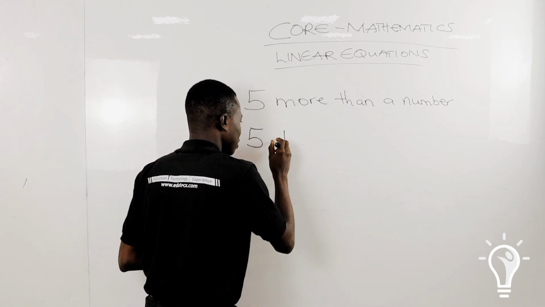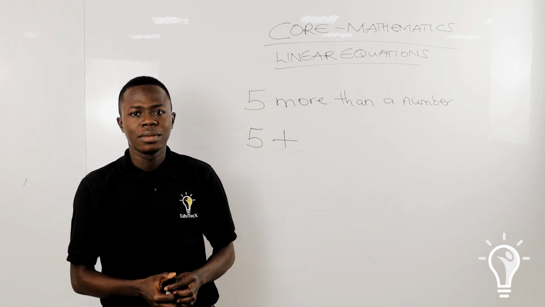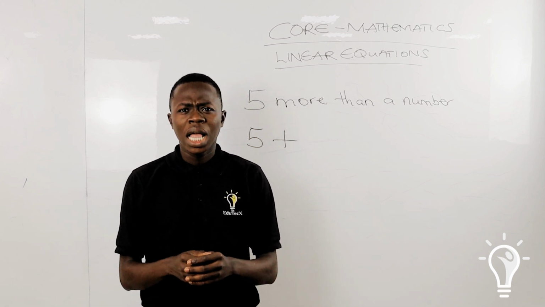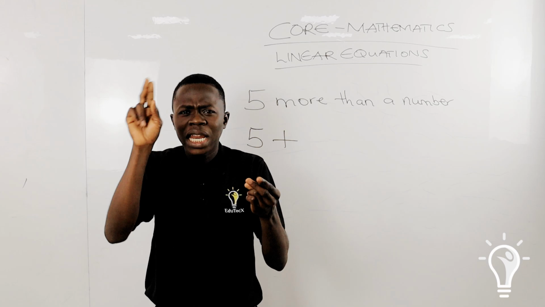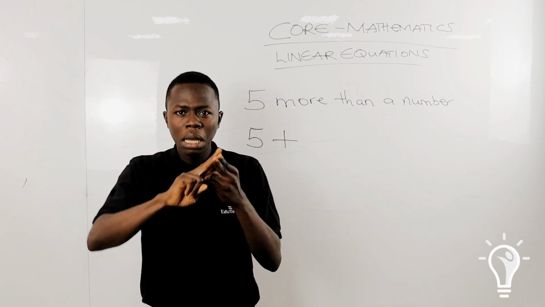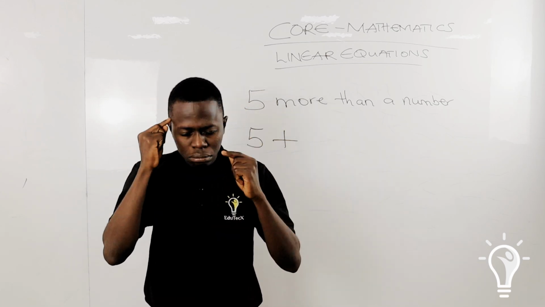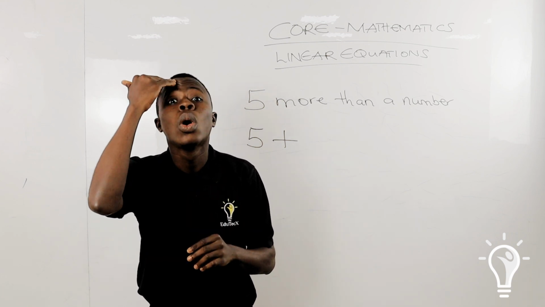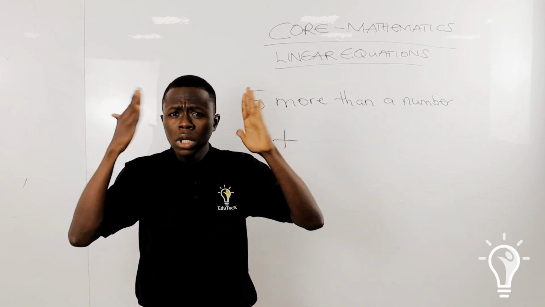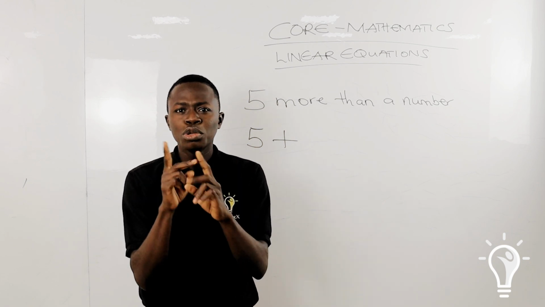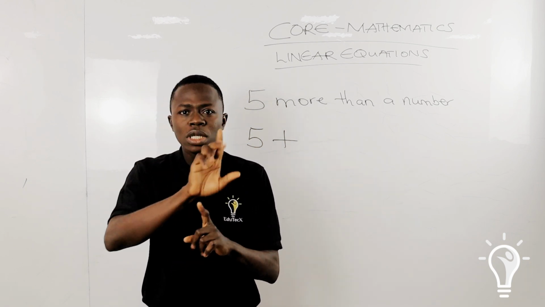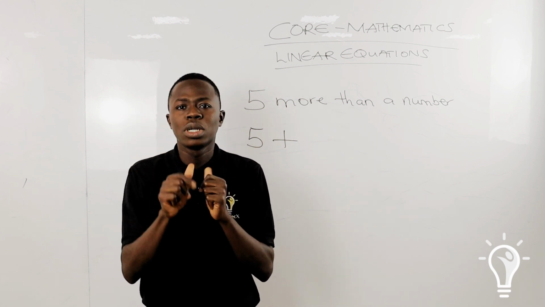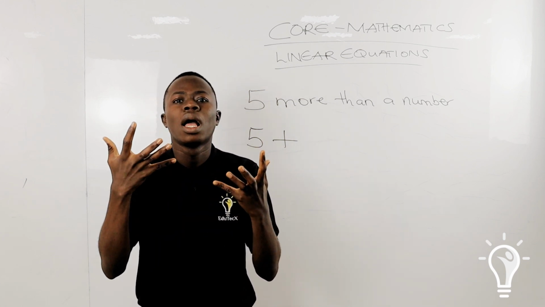So then what do you do? You write that as well. Plus. So you see that we are getting the mathematical expressions gradually. Then the next one is than a number. A number. Do you know that number? I don't know. You also don't know. So what do we do? You just represent that number with a variable.